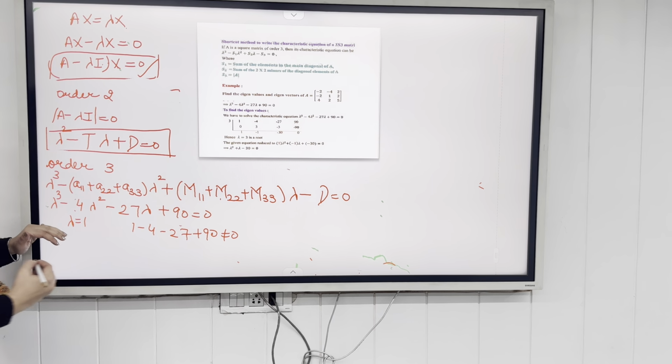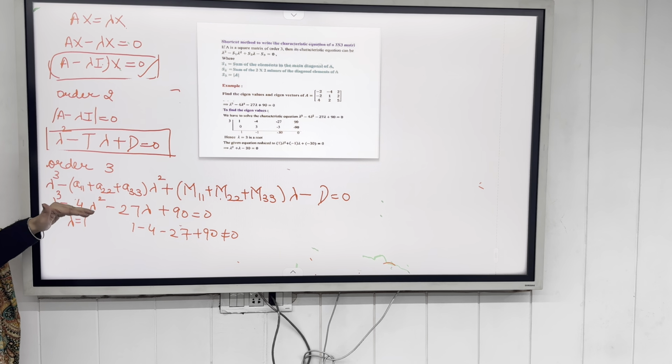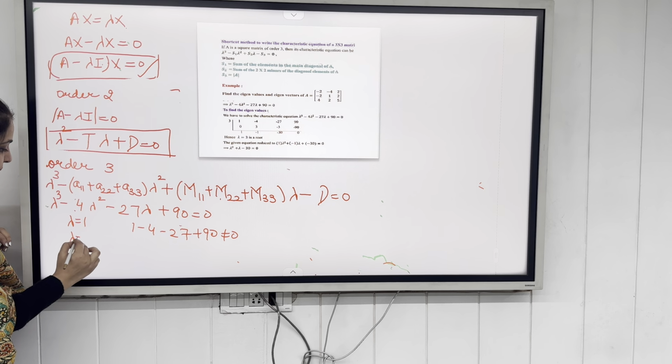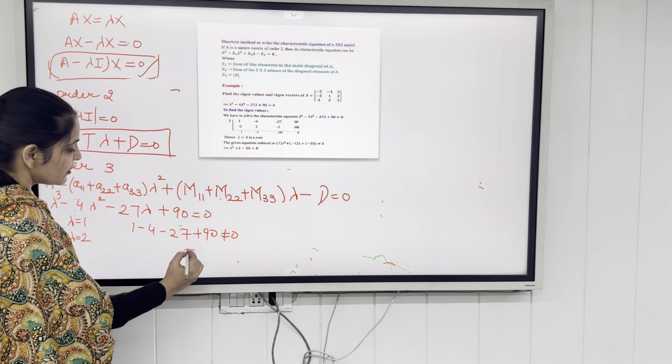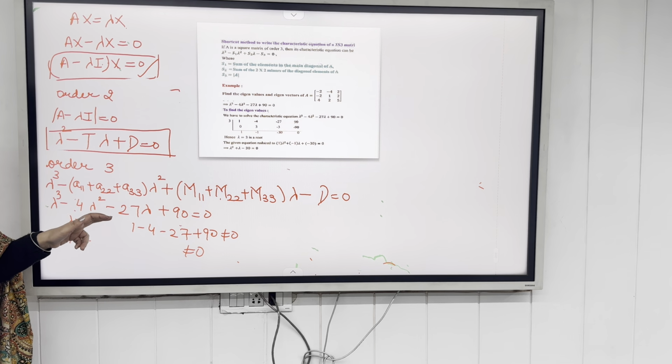So that means lambda equal to 1 is not satisfying this equation. Similarly, we can try lambda equal to 2. Putting lambda equal to 2, again both sides are not equal. That means this is not satisfying this equation.